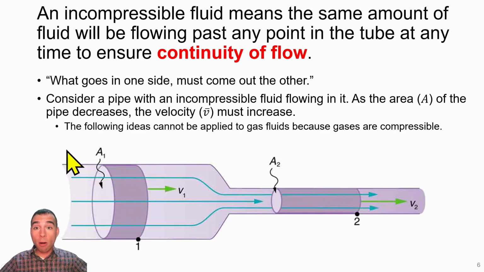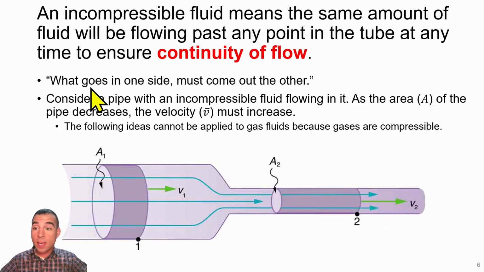That means that if our area is greater on the left side here, the flow speed will have to be less. Then on the right side, where our area is smaller, the flow speed will have to be greater, because if we have continuity of flow, the flow rate at one end of the system will be the same as the flow rate at the other end of the system.